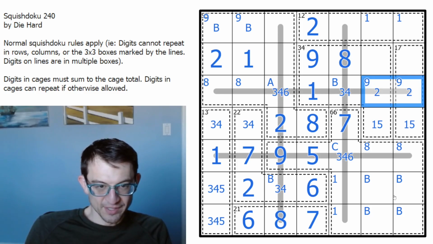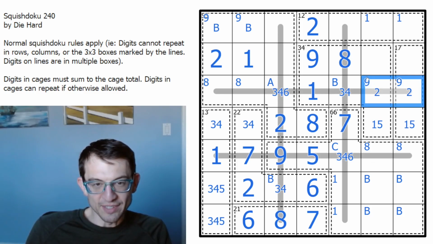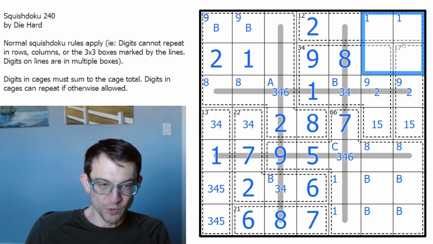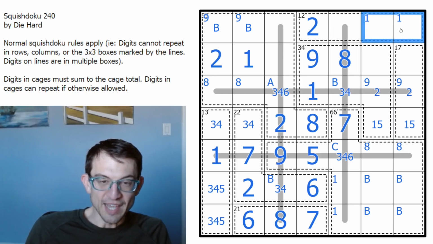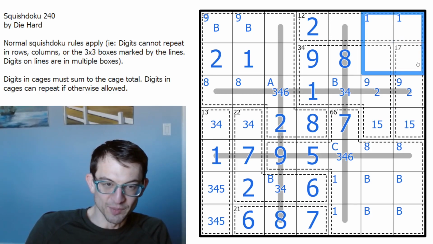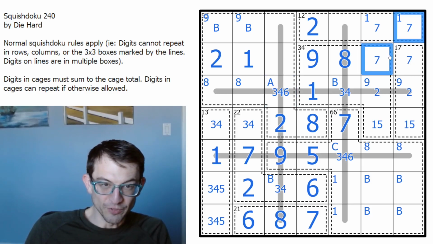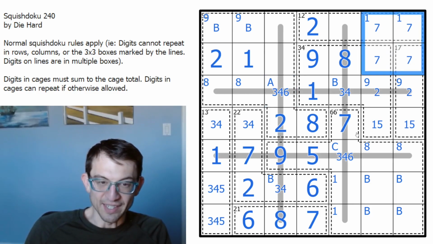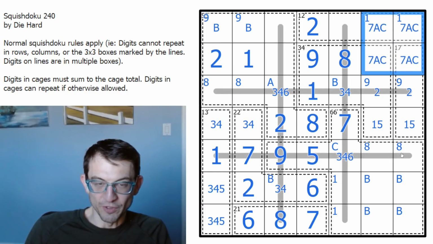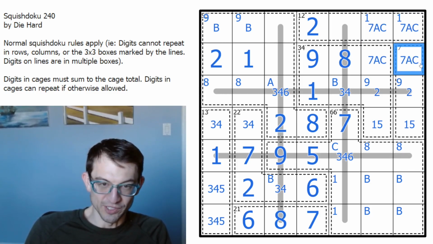And then after this, we're going to take a look at this 17 cage, right? So what are these 4 digits? These 4 digits are 1, which is up here somewhere, 7, which I don't know where it is, but it's somewhere, right? A, which is only 3, 4, or 6, and C, which is also 3, 4, or 6. So this digit is either 7, 3, 4, or 6.